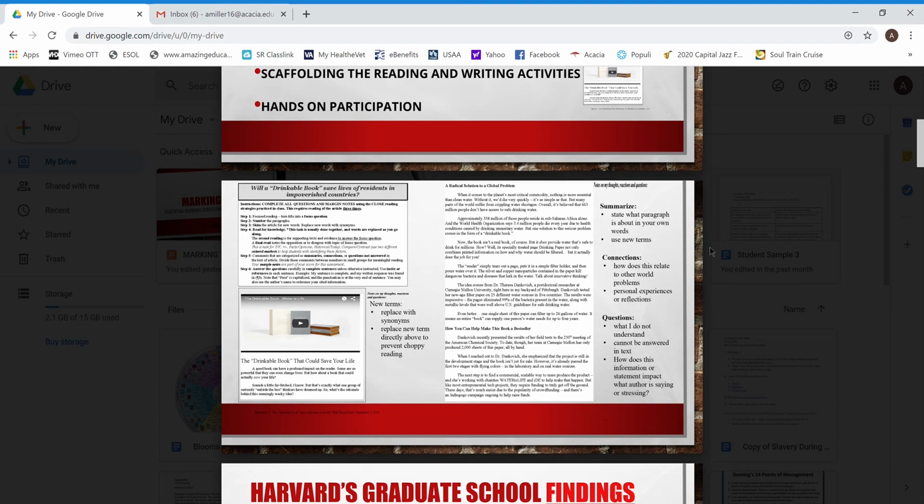Another person will read through the article again, and they will connect how these issues connect to them or what's going on in our local area to compare and contrast, or personal experiences or reflections.